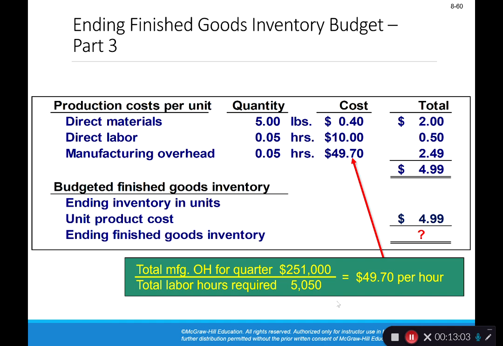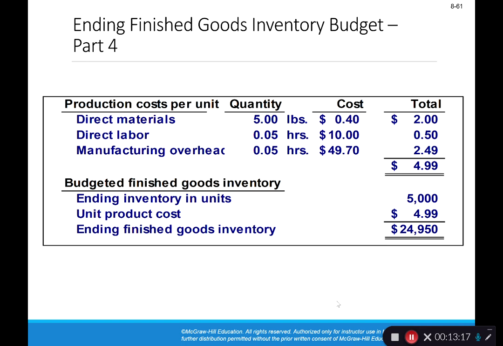So in order to figure out our ending finished goods inventory, we need to know our ending inventory in units, and then we multiply by the $4.99 to get our ending finished goods inventory. So the ending inventory in units is 5,000. That's going to come from our production budget. And then our unit product cost is $4.99. So that gets us our ending finished goods inventory for our balance sheet, which would be $24,950.